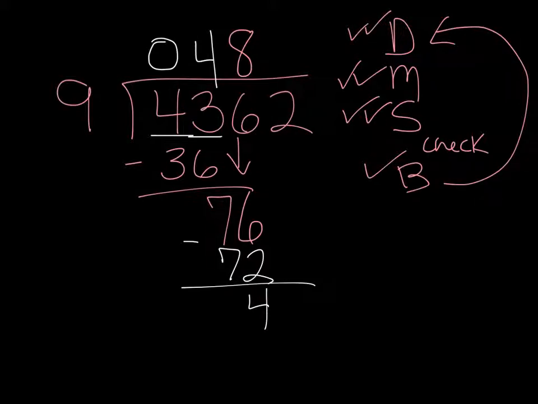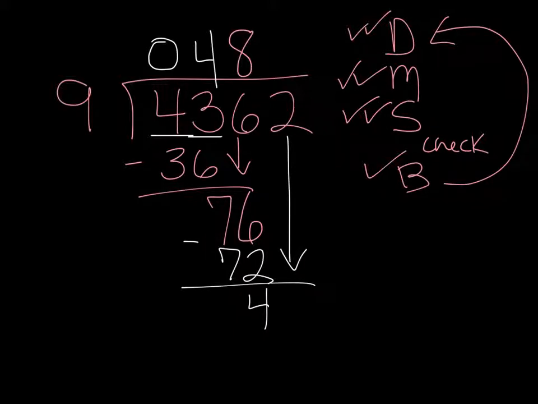You could subtract this the normal traditional way. Or you could count up when the option presents itself, like when your divisor is less than 10 or is 10 or less. Now we have to bring down. So we're going to go to our next digit and bring down the 2.